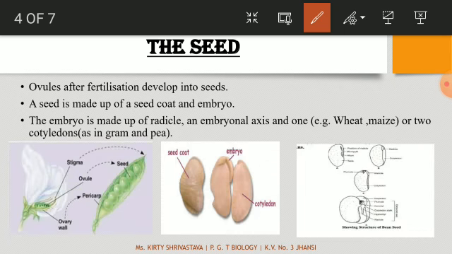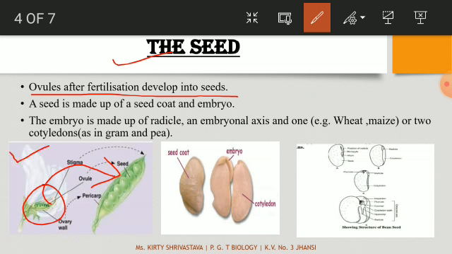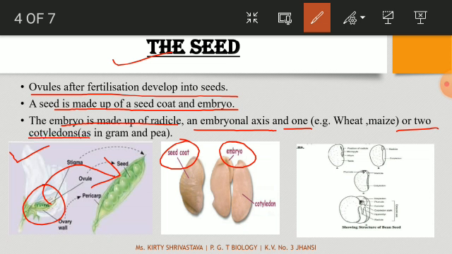Let us now study the morphology of the seed. Ovules after fertilization develop into seeds. This can be understood with the help of a figure which is given below. A seed is made up of a seed coat and an embryo. The embryo is made up of the radicle, an embryonal axis, and one or two cotyledons. As in case of wheat and maize, only one cotyledon is present, and in case of gram and pea, there are two cotyledons.